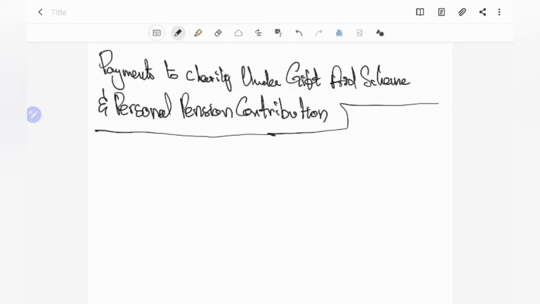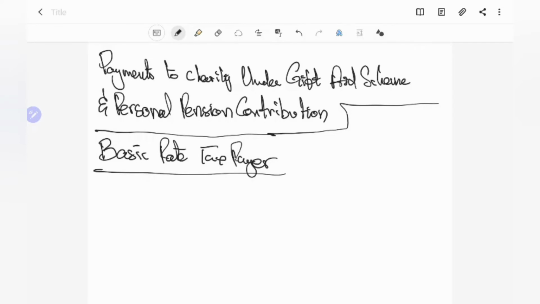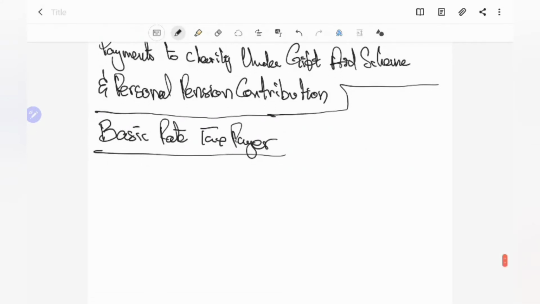Right. Payments to charity under gift aid scheme and personal pension contribution. Gift aid scheme is a tax efficient way by which to give money to charity and is available to individual taxpayers only. So now the thing is, if you are a basic rate taxpayer, what you will do, payments to charity under gift aid scheme are treated as paid net of the basic rate.